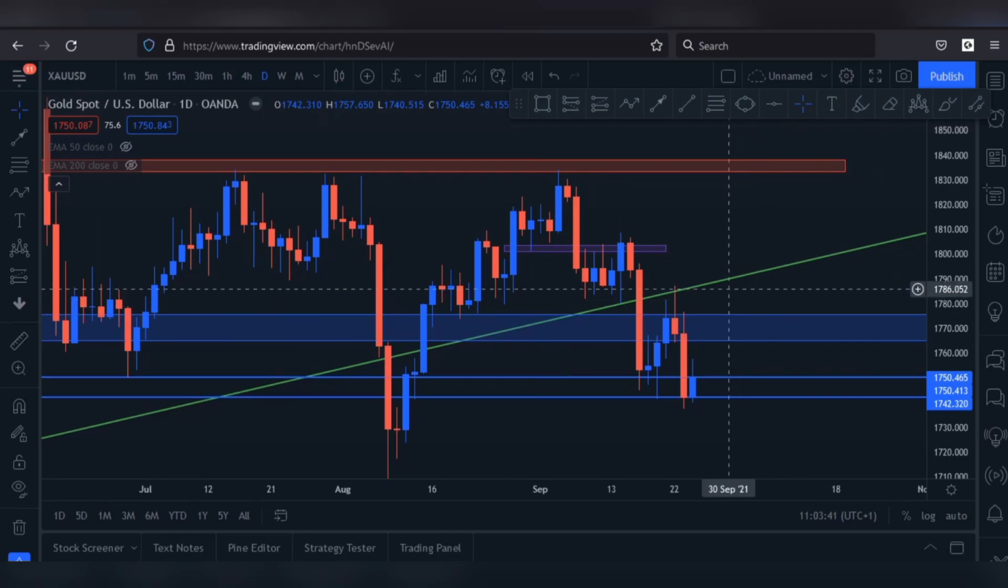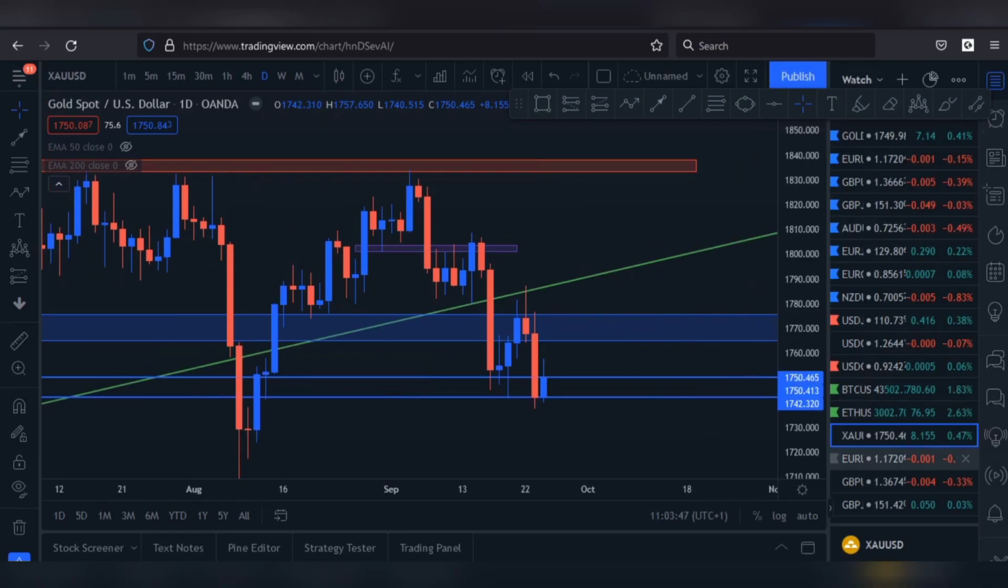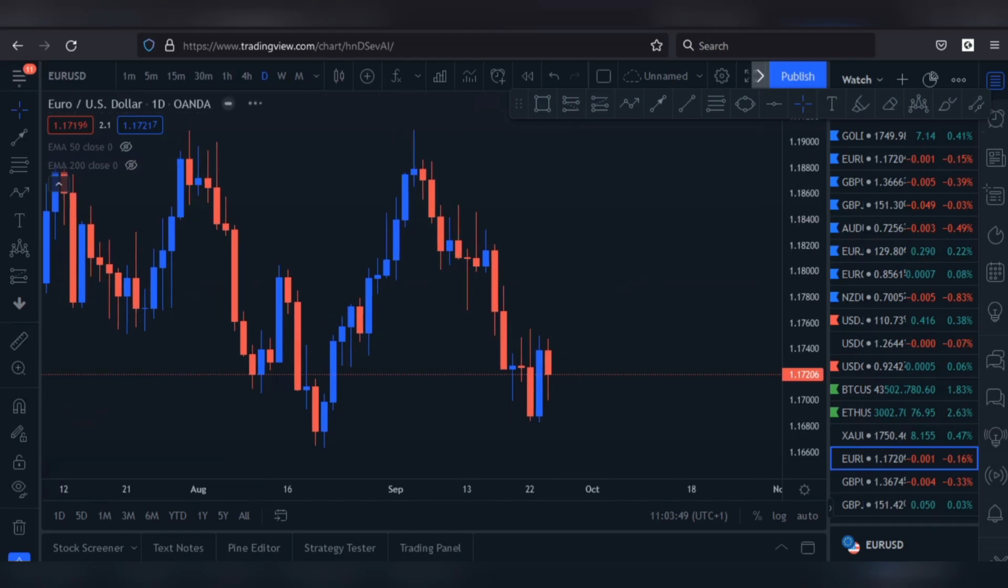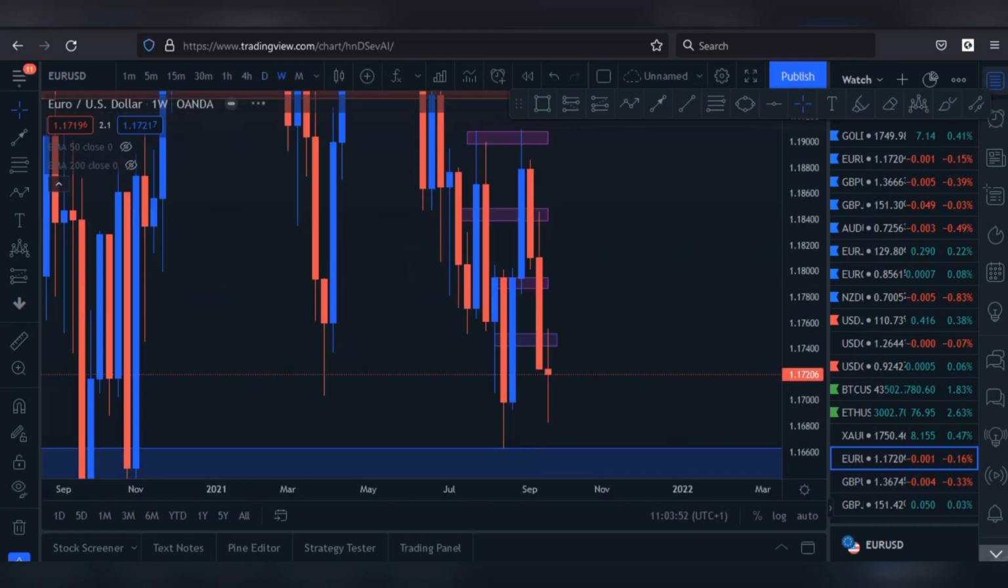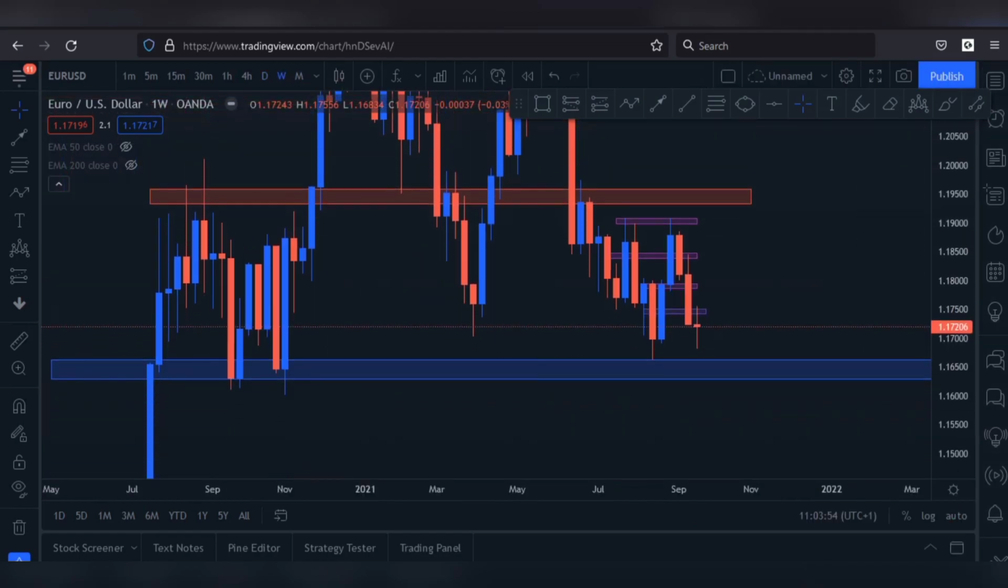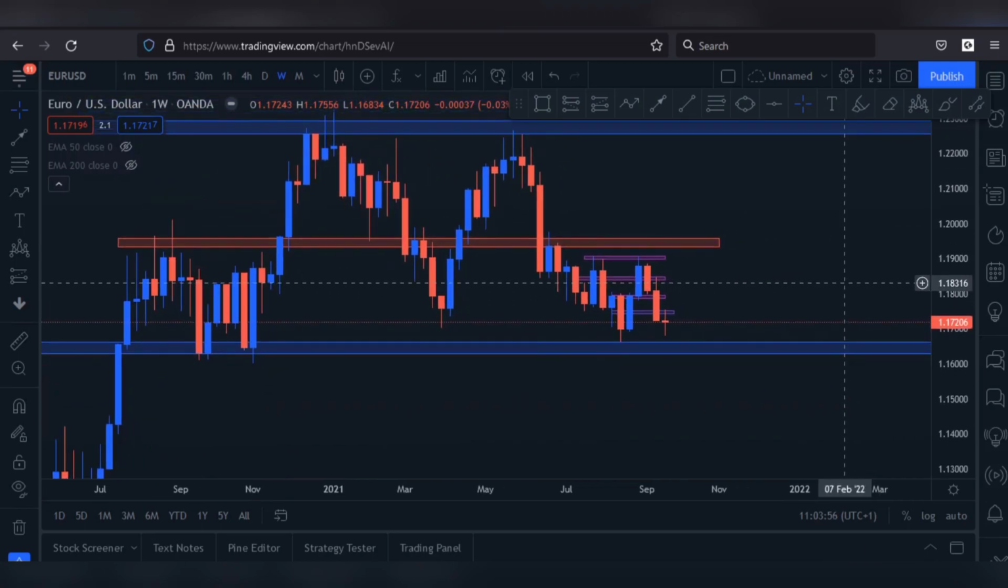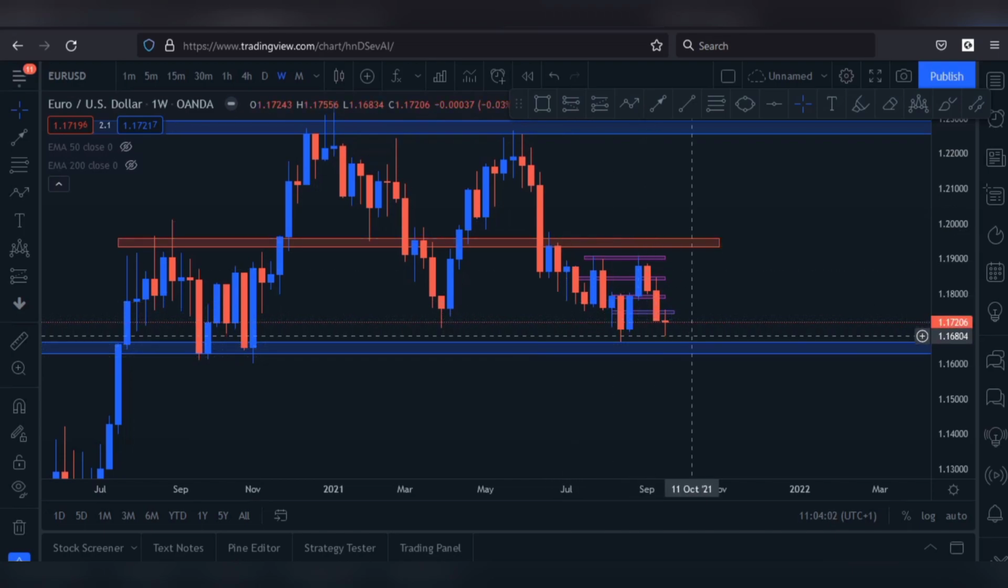Next I'll be talking about Euro USD. For Euro USD again, I'll be looking at the weekly time frame and take it all the way down to the 4-hour time frame. Now on the weekly time frame, we can see the price has formed, which we've been looking at for a few weeks now, this doji candle.